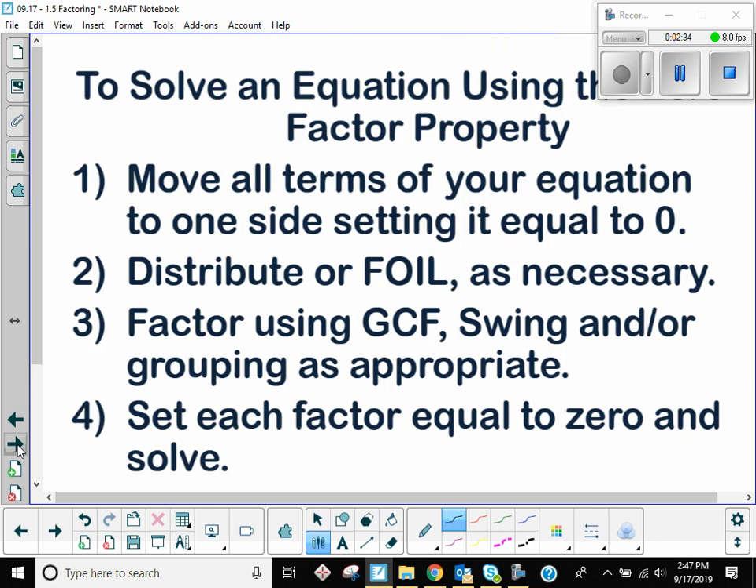All right, so these are the basic steps for solving an equation using factoring. The first one is to move all the terms to one side and set it equal to 0. Second step, distribute or FOIL as necessary. Not all the problems you have to do that, but you have to check for it. Then you get to the factoring part. We're going to use either GCF, swing, or grouping. Those are our three main methods we're going to review today. And then the last step is to set each factor to 0 and solve, which I just talked about on that last screen.